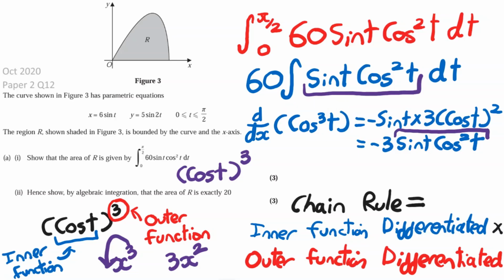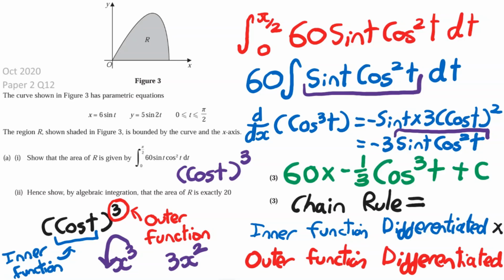But one thing we also do with the reverse chain rule is we also divide by this coefficient here, minus 3. So therefore it's going to be minus 1 over 3 cos cubed t. So it's this here divided by this coefficient of minus 3. Remember to times it by 60 because this is what we took out at the start. So this is the integral here.